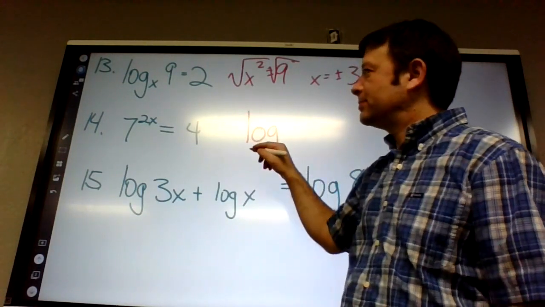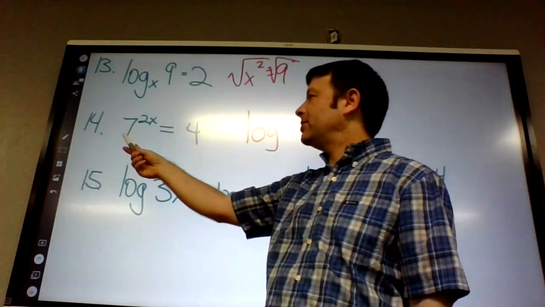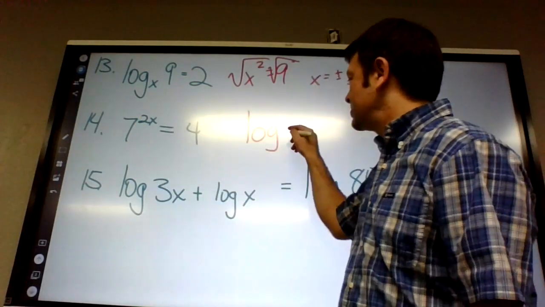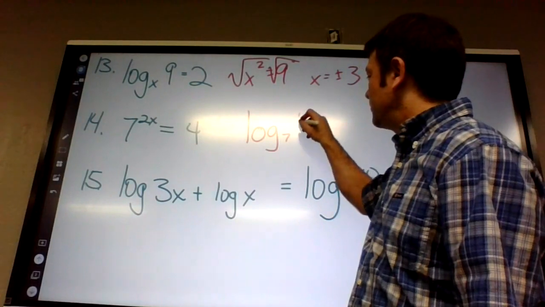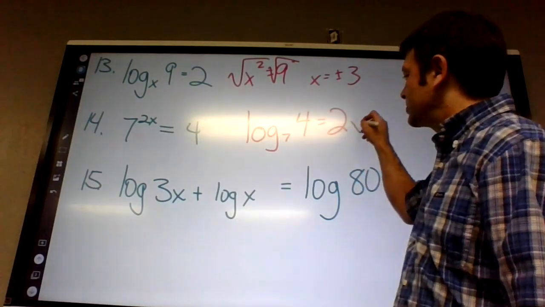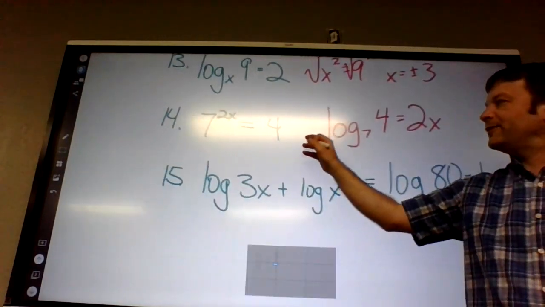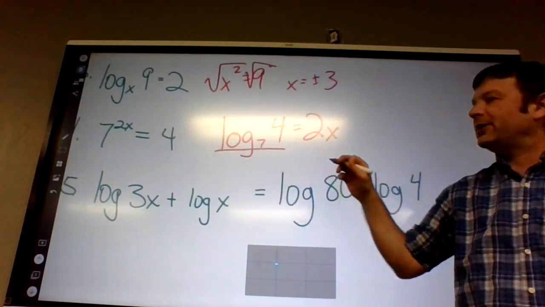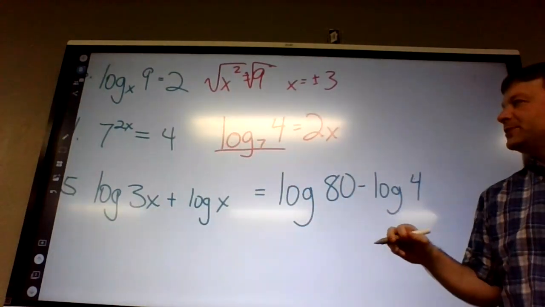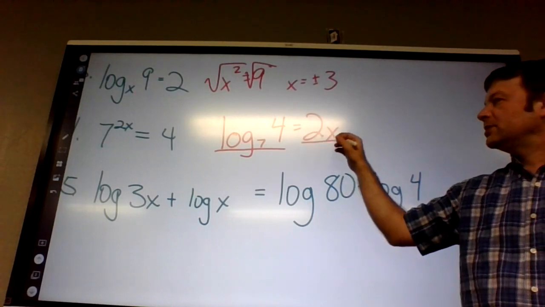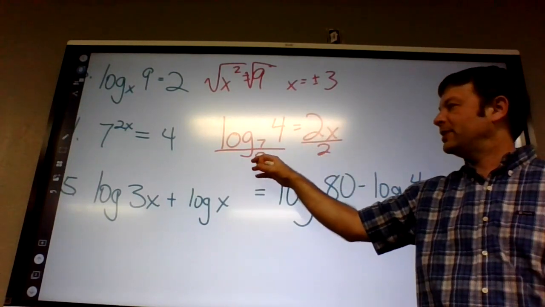Okay, if it's in exponential form, like something to the power, change it to log form. Go the other way. So what's this as a log? Log base 7 of 4 equals 2x. So this thing on the left is something you can plug in your calculator, right? But how do we solve this for x though? Divide by 2. Yeah, you gotta get x by itself, so you do have to divide by 2 there.